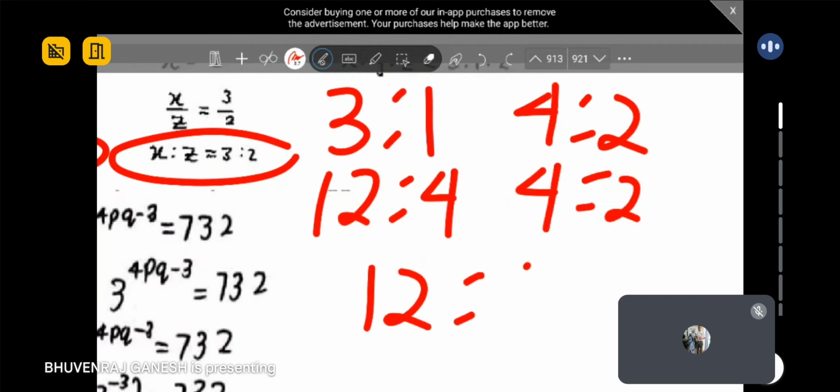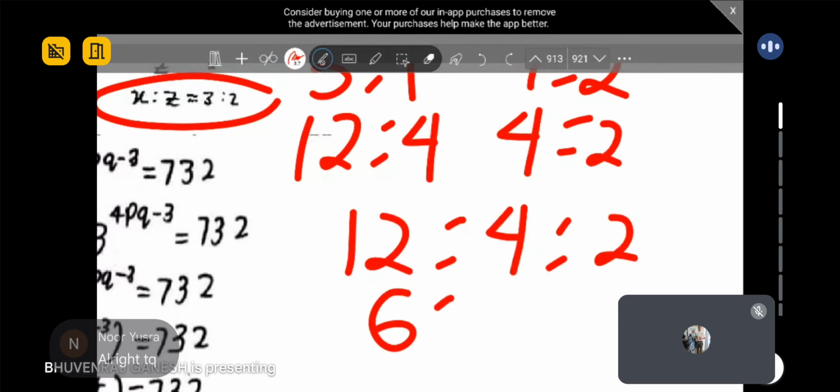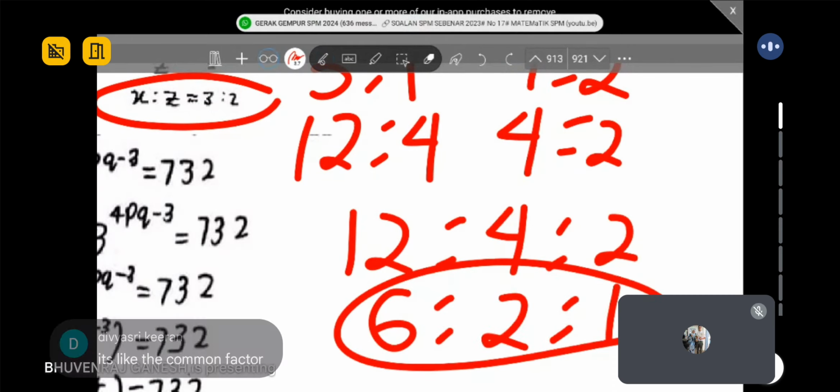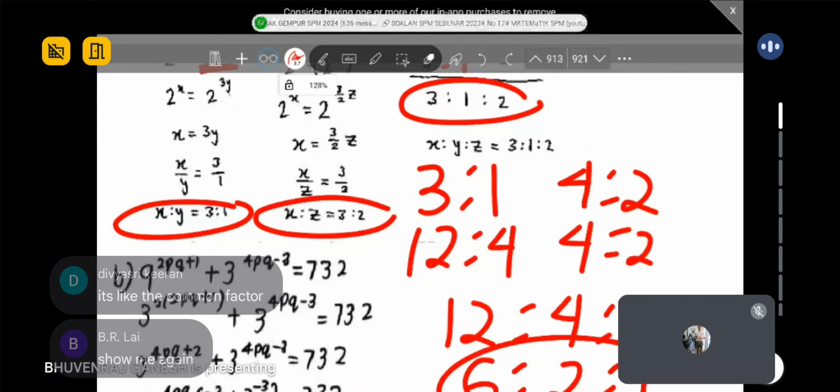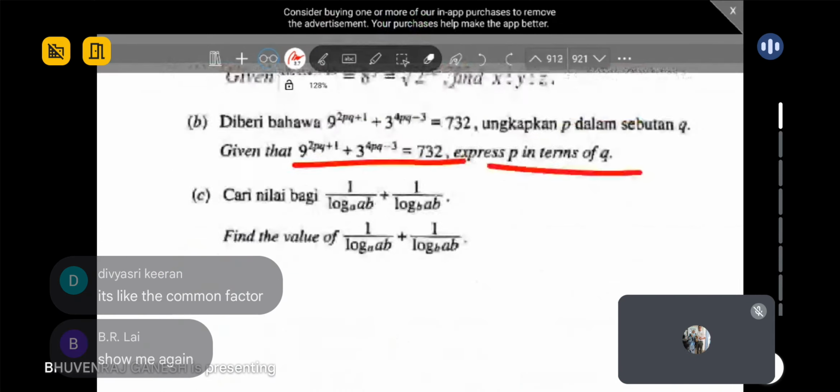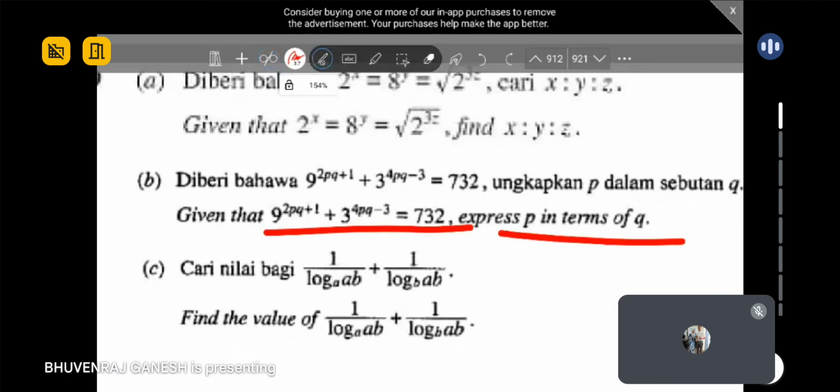Am I right? Mathematics modern. So you combine, become like this. Simplify. Then kamu dapat jawapan lah. So this is the answer. Ini concept dia. Okay? Yeah, common factor. Correct. Okay? Alright, so for question B.